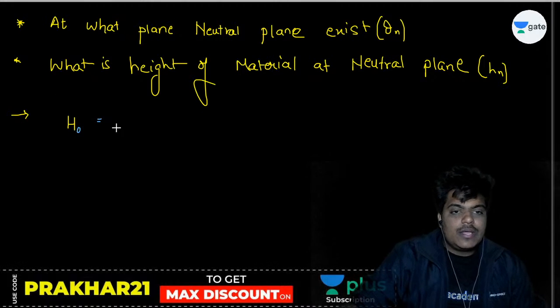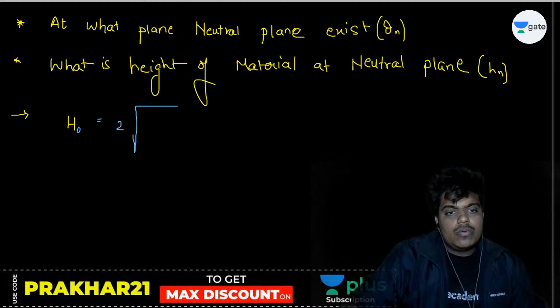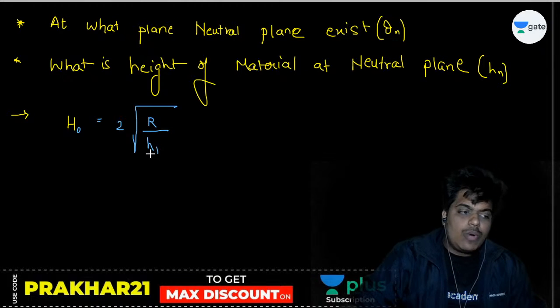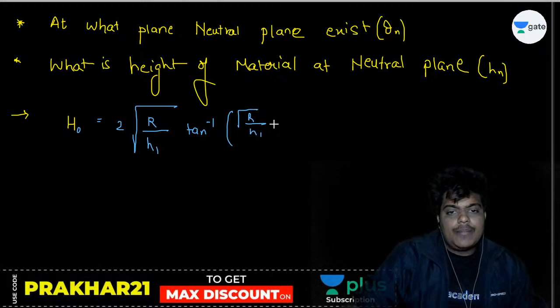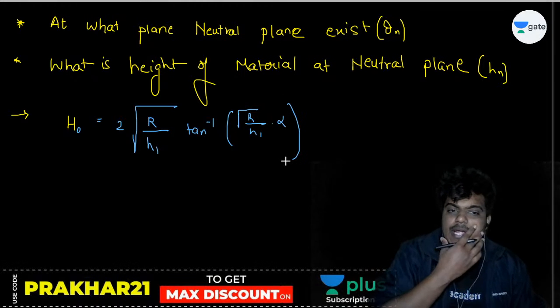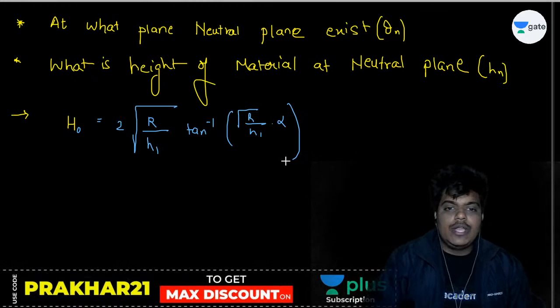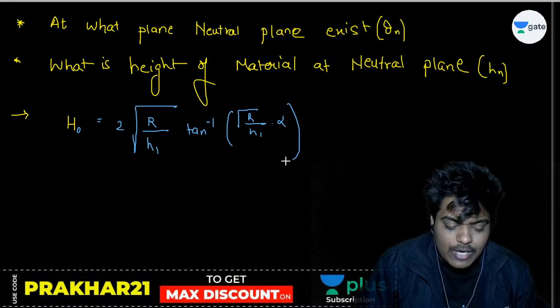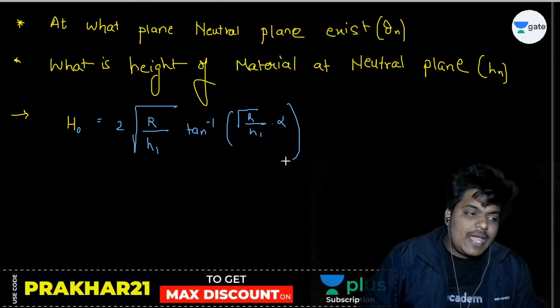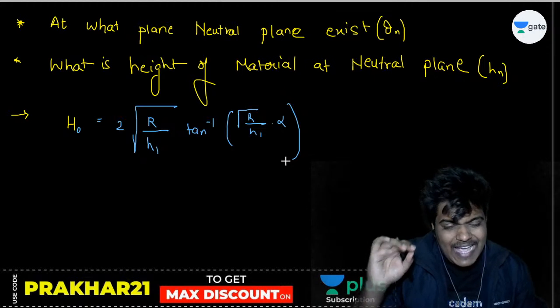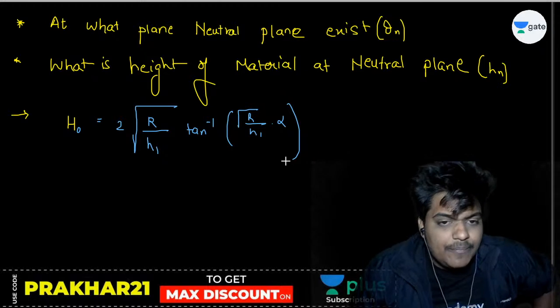H naught is equal to 2 root over R divided by H1, tan inverse of root over R by H1 into alpha. Okay, this is the first value that you need to calculate. H naught is something that you need to calculate anyhow. Is it clear?